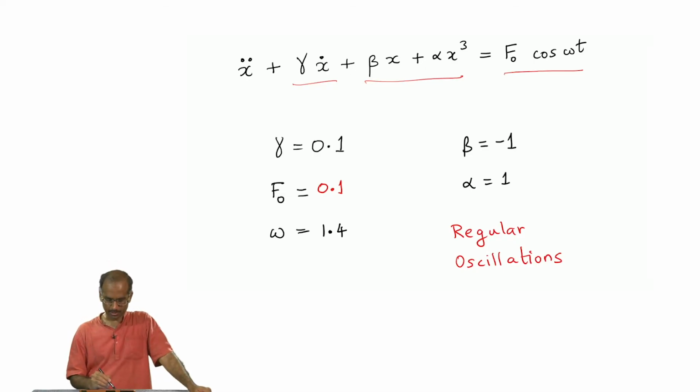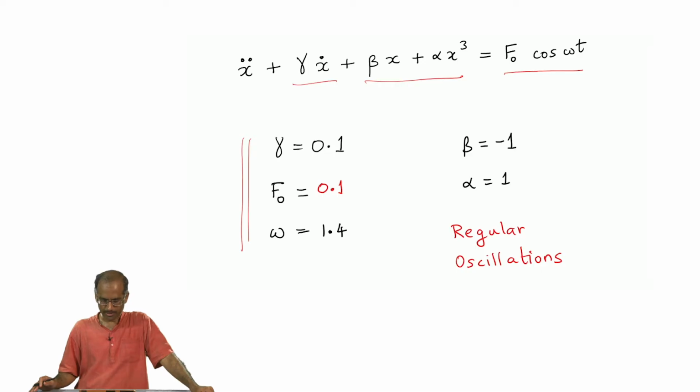Suppose I make this choice of parameters. So, you will see that there are several parameters here. There is this gamma, which is the dissipation coefficient. There is beta and alpha, which are two parameters in the nonlinear restoring force that we have introduced, and F0 is the amplitude of the external forcing.